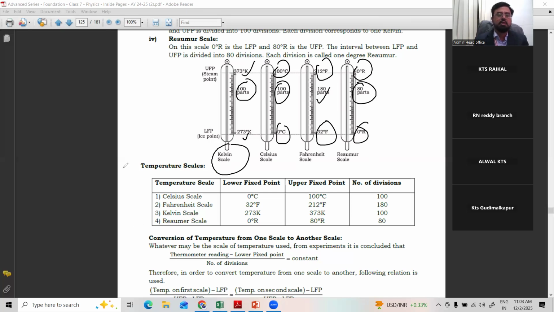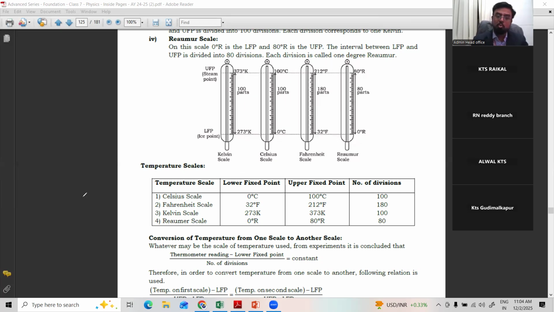A table is also given clearly, and the number of divisions is also given in the table. If you see the table, you can clearly understand the entire scales of temperature: Celsius, Fahrenheit, Kelvin, Romer. So these are the 4 different types of temperature scales.